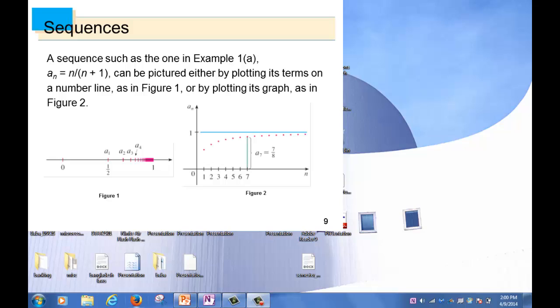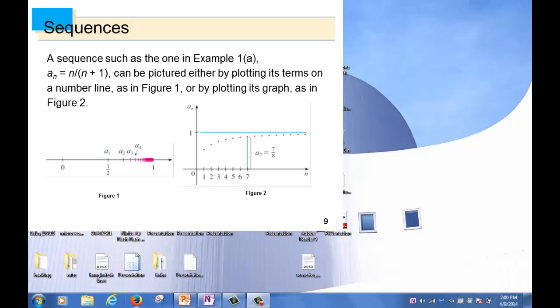Okay, now let's look at the sequence n divided by n plus 1. So the sequence an here is n divided by n plus 1. Now, an is a sequence, so it's a function. If it is a function, it has a graph, right? There are two ways of graphically representing a sequence. One is you pick a real number line, and on the real number line you plot each term.